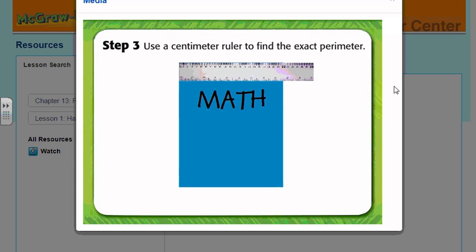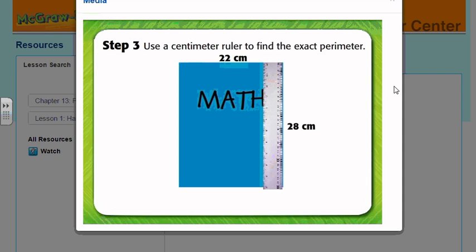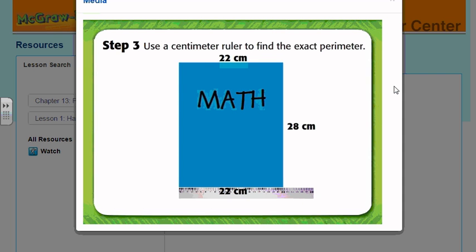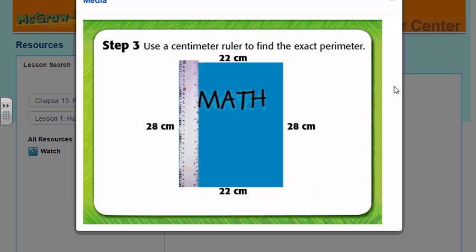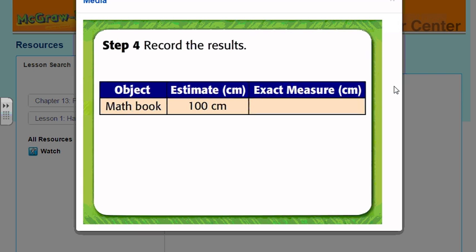Use a centimeter ruler to find the exact perimeter. Measure each side of the math book. 22 centimeters, 28 centimeters, 22 centimeters, 28 centimeters. To find the exact measure of the perimeter, we add 22 centimeters plus 28 centimeters plus 22 centimeters plus 28 centimeters. That equals 100 centimeters. Record the results. The exact measure of the perimeter is 100 centimeters.